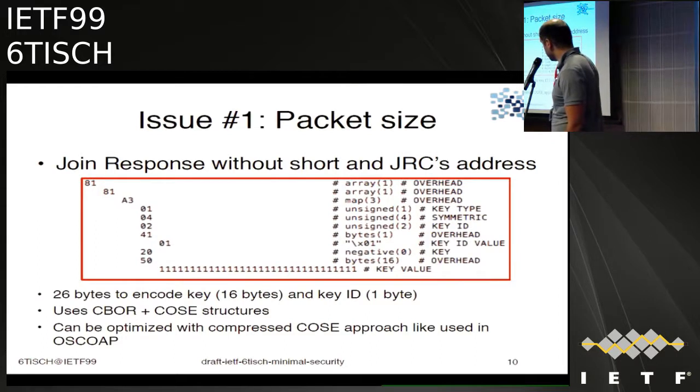Basically, this is a CBOR dissection, CBOR decoding of the join response. And we are currently using 26 bytes to encode a 16-byte key and a 1-byte key ID. So it's quite an overhead. One proposal would be to use a binary encoding to compress the join response, something like what they did in OSCOAP with the compressed COSE. That would be one proposal that I would like to discuss also during the meeting.